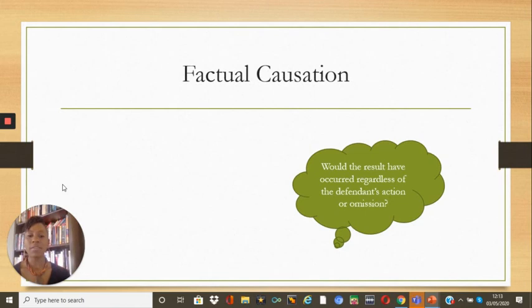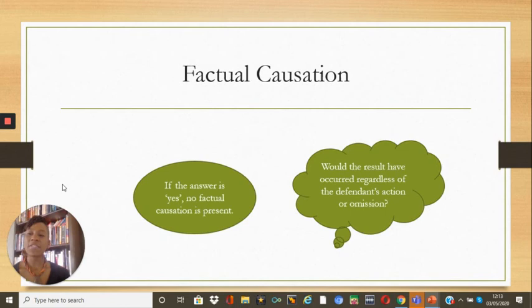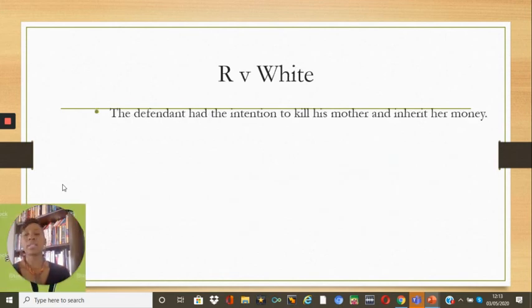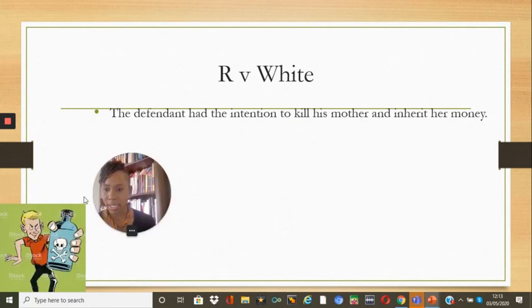Some of my students find it easier to apply the but-for test by doing this. They say, would the result have occurred regardless of the defendant's actions or omission? If the answer is yes, they say no factual causation is present. Now, a case that helps us understand factual causation is the case in question here.